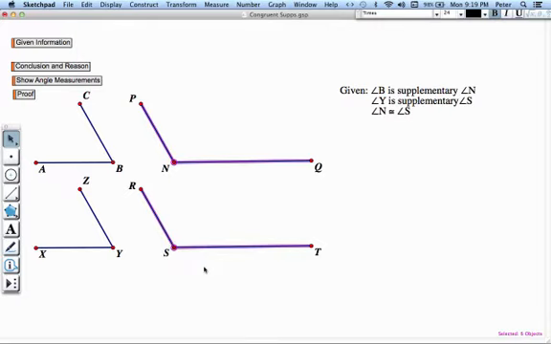What conclusion can you draw? Take a minute, hit the pause button, and see if you can come up with a conclusion. And maybe, in your own words, see if you can figure out why your conclusion is true. Okay, hit the pause button now. Okay, did you get it? Alright, let's take a look at the conclusion.